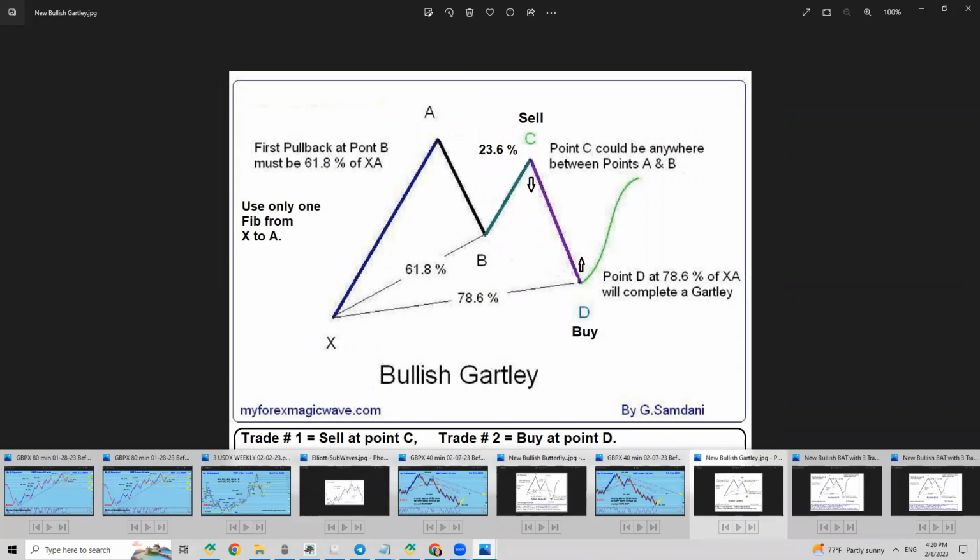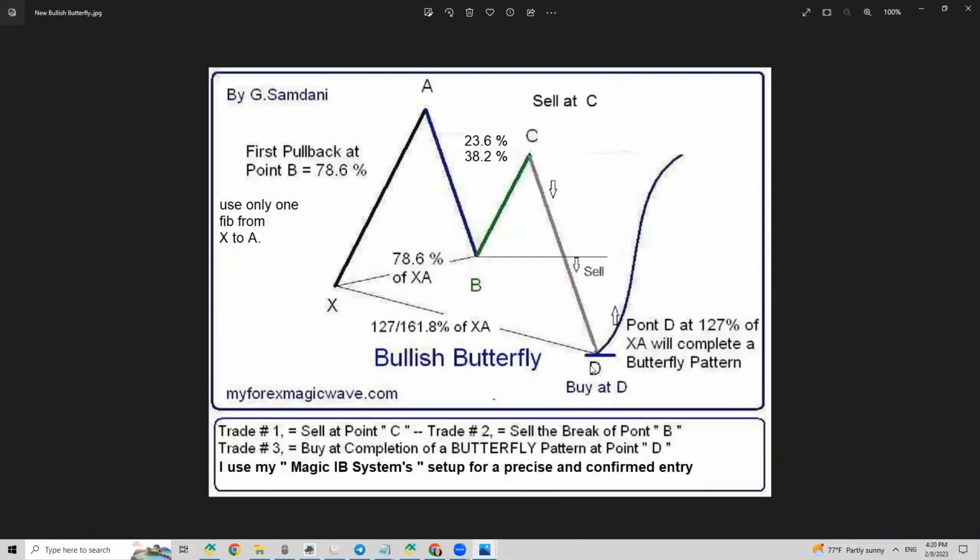And then the Butterfly pattern is an extension pattern. It's an extension, meaning the D point goes beyond the starting point. The starting point is from here, it goes up there, but the D point bypasses X and goes to 127 or 161. So these are the 3 patterns. We're going to try to look for one of these, because these are basically Elliott wave. So we're looking for an Elliott wave, right?